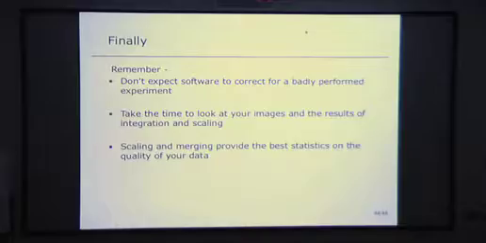Finally, this is the thing. Don't expect the software to correct for a badly performed experiment. As we keep saying, it is an experiment. It's the last experimental bit. All this computation stuff, you can go away and you can do again and again and again on your images. But if you've got crap when you start off with, you won't get a golden goose out of the end of it. You can't make a silk purse out of a sow's ear.